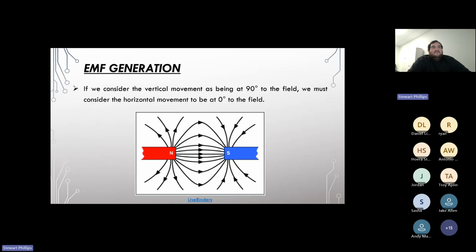So we look at EMF generation. If we consider the vertical movement as being at 90 degrees to the field, we must consider the horizontal movement to be at 0 degrees. That meaning when we go this way, 90 degrees to the field, the horizontal movement is at 0 degrees to the magnetic field. So 90 degrees and 0 degrees. So we're only generating when we're going up and down through the magnetic field. If we move side to side inside the magnetic field, we get no EMF because we are not moving through flux lines.